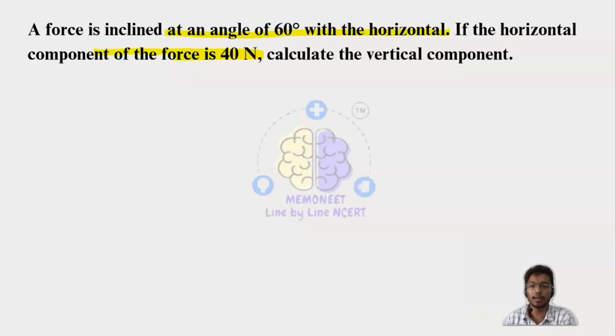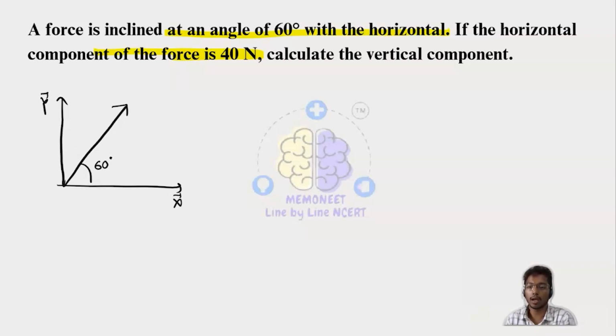It is given that the force is inclined at 60 degrees with the horizontal. Let's say we have the x-axis here and the y-axis here. The force is inclined at 60 degrees, and the horizontal component of the force is 40 Newton. So we need to find out the vertical component.